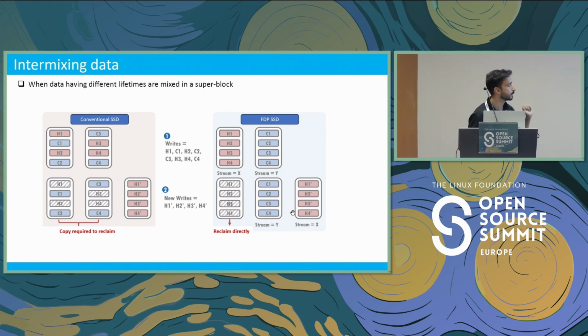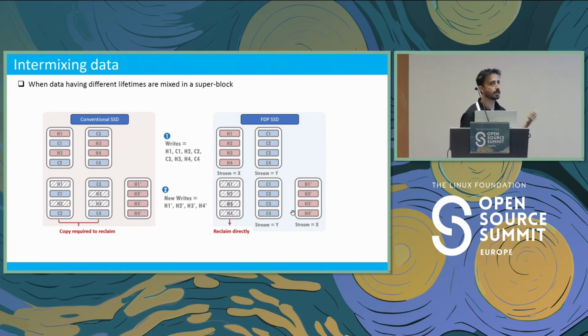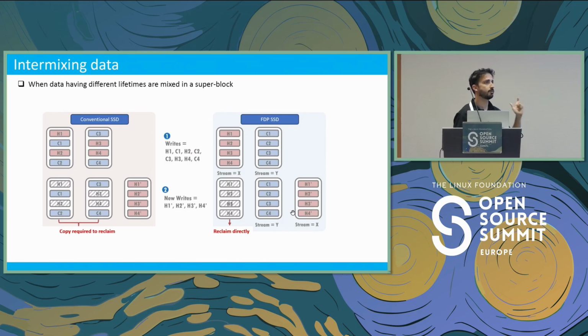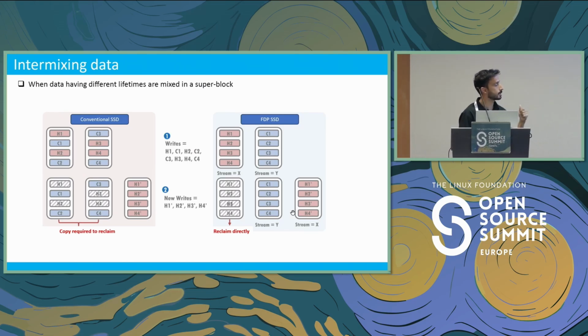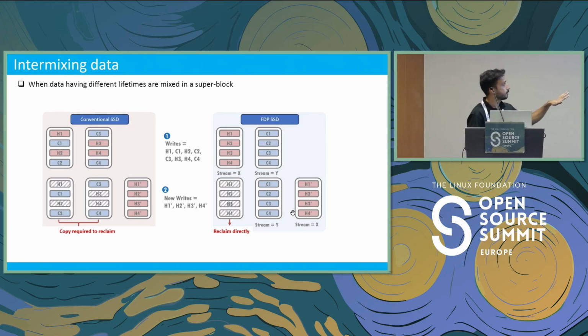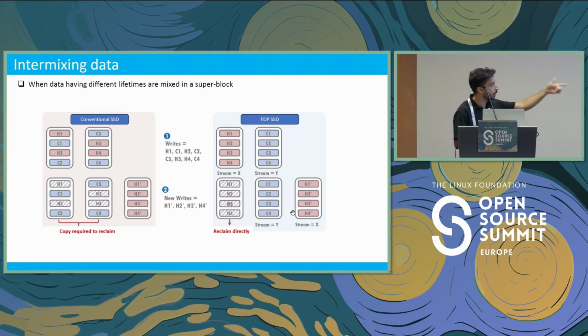Everything is fine. Now you end up modifying your hot data. Imagine you end up writing that particular file which was hot, and you write H1', H2', H3', and H4'. What happens now is that within the SSD, because it cannot do in-place writes, it will have to do out-of-place writes.